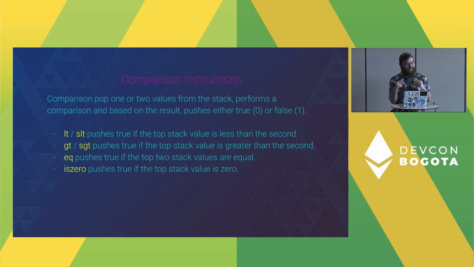EQ will compare and see if the top two items on the stack are equal. And then ISZERO will push a true to the top. It'll push true if the top value is 0. Now, something to note about ISZERO, you're going to see this a lot in Yul files and other low-level assembly stuff. ISZERO is commonly used as a sort of inverse operator, right? So it's the same as the exclamation point in front of a Boolean.